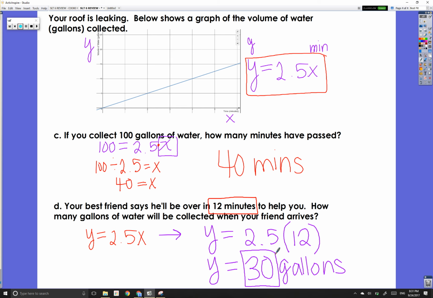So this is pretty much a good review of SLT6. Remember, we know that this graph is proportional because it goes through the origin, which is the point 0, 0. We also know that because it's linear. So those are the two rules that we have to make a graph be proportional.